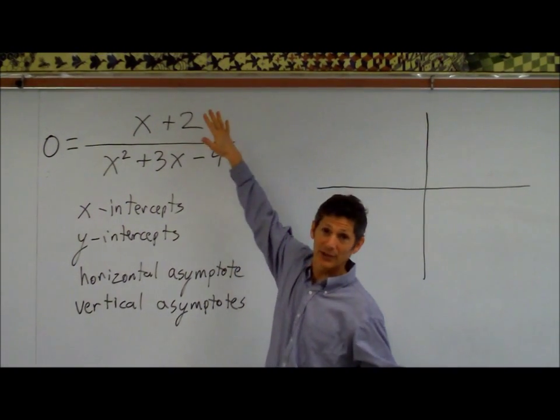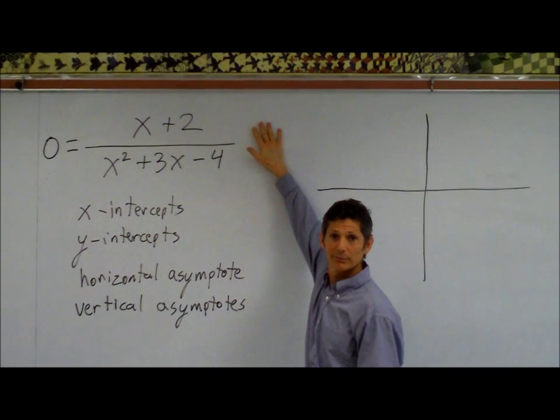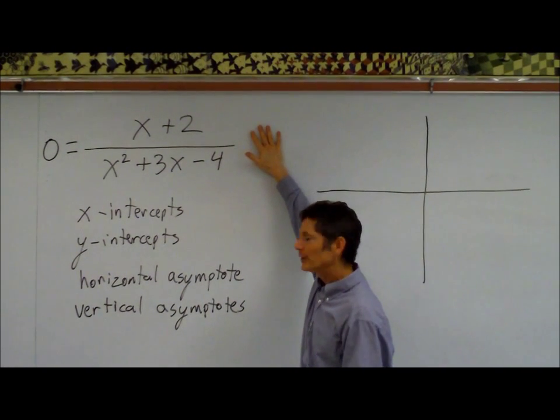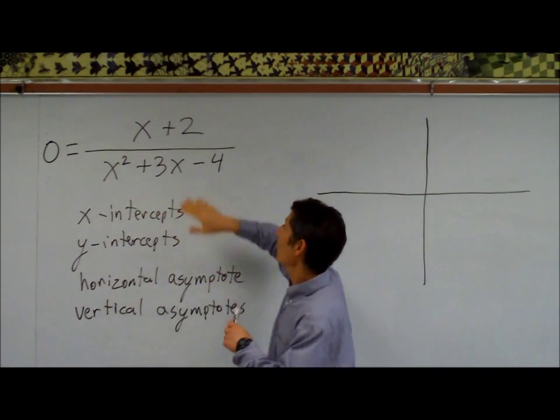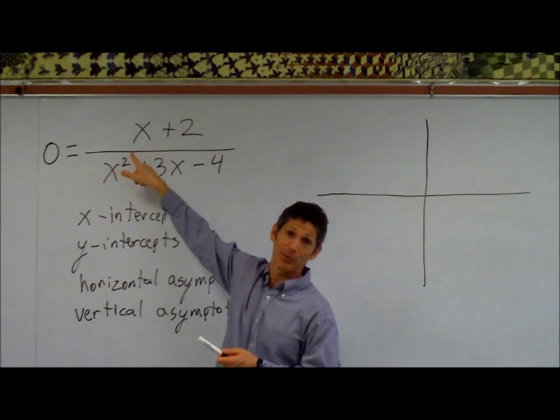Now, of course, this is a fraction. I know how to make a fraction equal 0. It's when the numerator equals 0. Well, it's really all I have to worry about. 0 over anything, that's just 0. So I want to know what makes the top 0. This is going to be a pretty easy one.